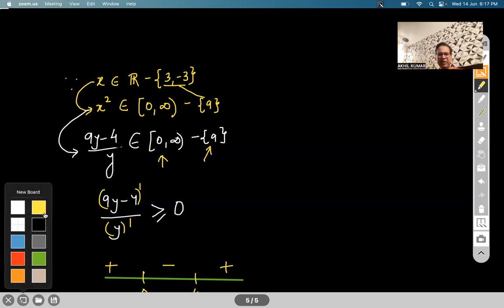Okay. Meanwhile, is it possible they'll give us the range and ask us to find the function? No. That is not possible because there can be so many functions having the same range.